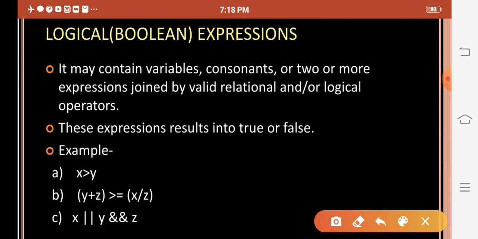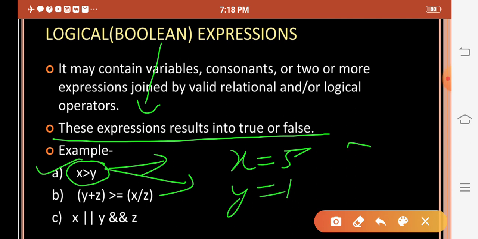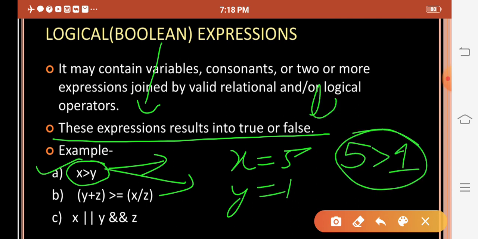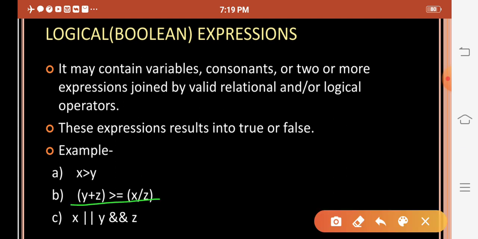So next point is what? These expressions result into true or false. As you know, because it is a Boolean expression, obviously it will return the answer as either true or false. So your first example is here, x is greater than y. It is a logical expression because it will give either true or false. For example, if I take x equal to 5, y equal to 1, and I write 5 is greater than 1, if this condition is true, it will give the answer as true. Otherwise, it will give the answer as false. Same for the next example. If I write x plus y plus z is greater than equal to x divided by z, this is another example which will result into true or false.